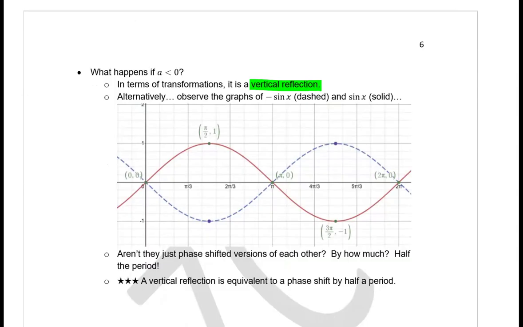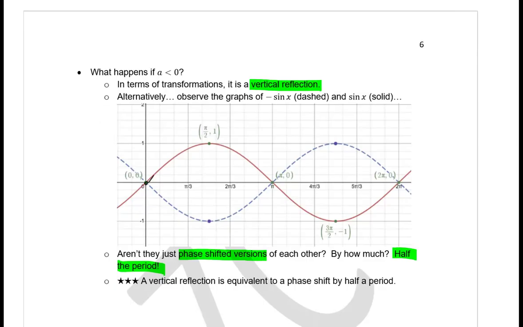Okay, so let's look at the graph of minus sine x, the dashed blue one, and just regular sine of x, the solid, I believe that's red. Okay. Aren't they just phase shifted versions of each other? And by how much? By half the period. Let's look. Okay.